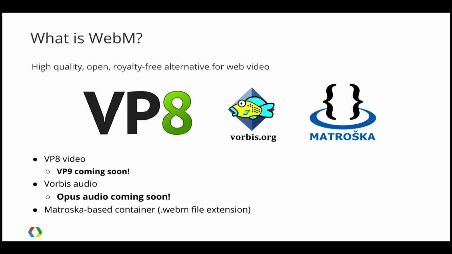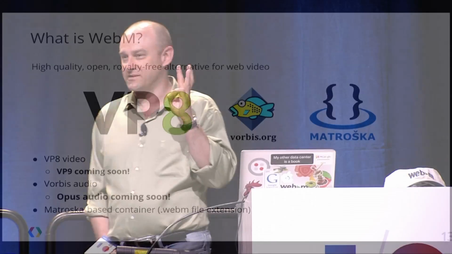So, how many people know what WebM is? That's okay, that's good. All right, for those of you who don't, WebM is a high-quality, open, royalty-free alternative for web video. What does that mean? That means that it's three things. This is how we define WebM for consistency's sake. It's the VP8 video codec. Soon we're going to add VP9. Vorbis audio, which is a royalty-free, very good audio codec that's developed by the Xiph Foundation. And it's a Matroska-based file container.